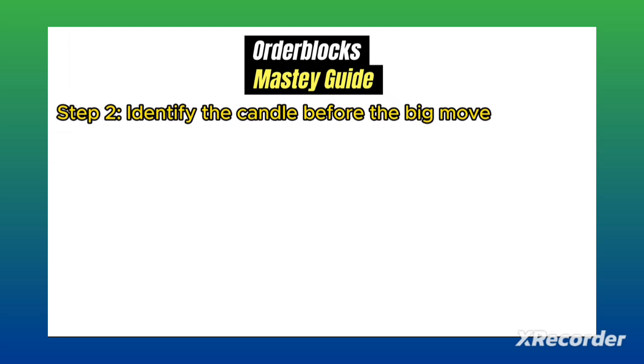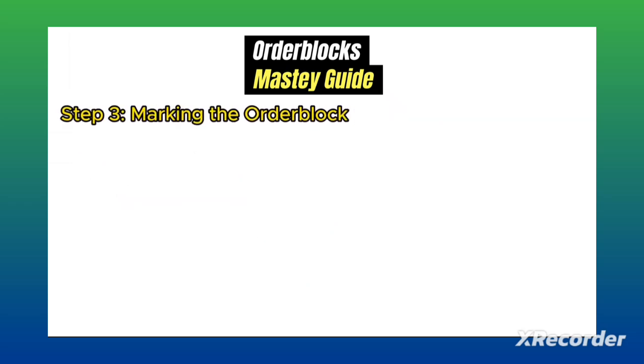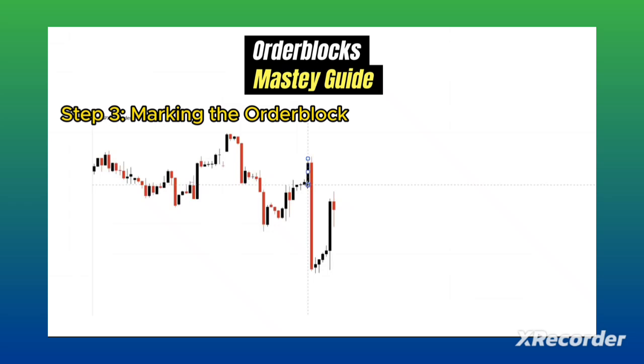The second step is to identify the candle before the inefficiency was created, so we are talking about the last candle before the sharp aggressive move. And the third step is marking the order block, which is the high and low of the last candle before the significant move. So basically just marking the highs and lows of the candle that we identified in step 2, and that is the order block.